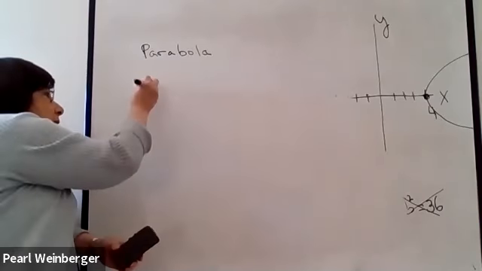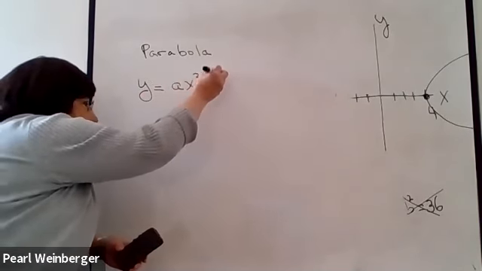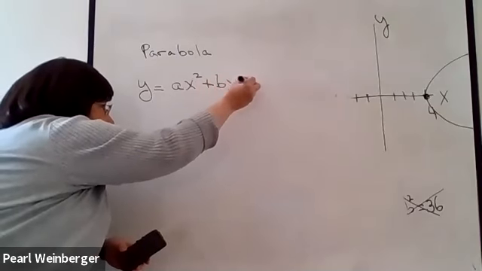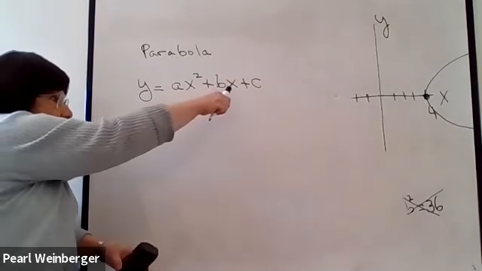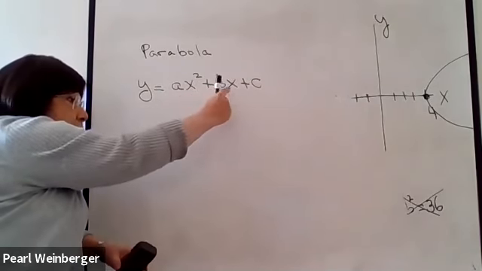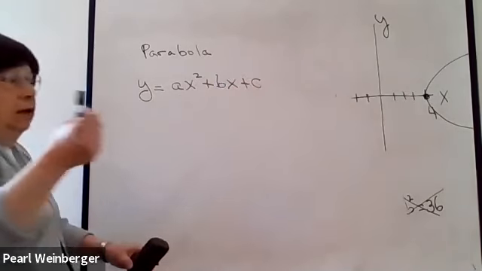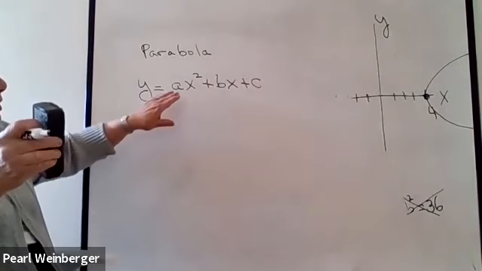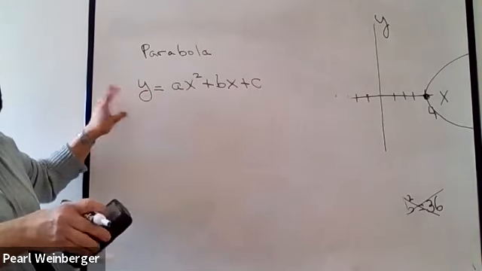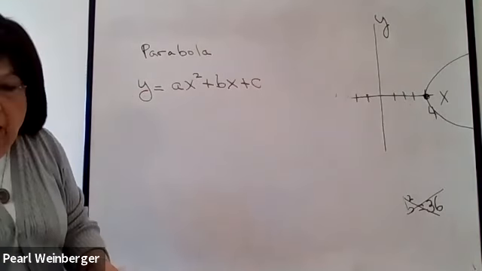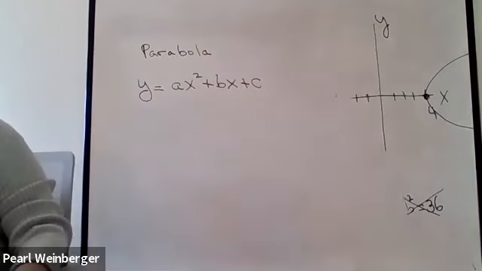y equals ax squared plus bx plus c, where there's an x squared term. There might or might not be an x term. There might not be a number, but there certainly is going to be an x squared term. But if you notice, there's no y squared term. That is what characterizes a parabola.